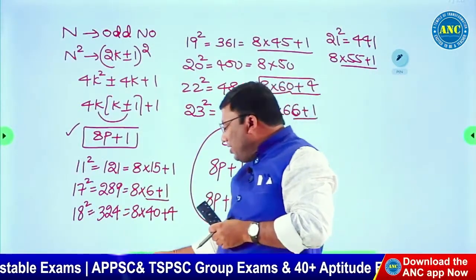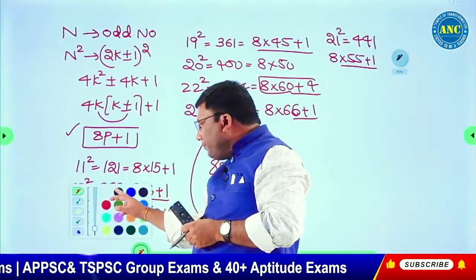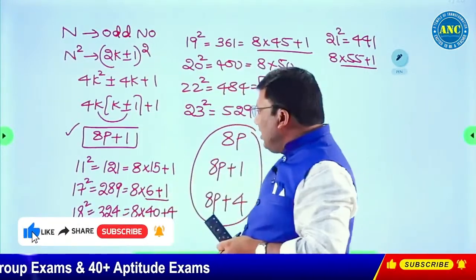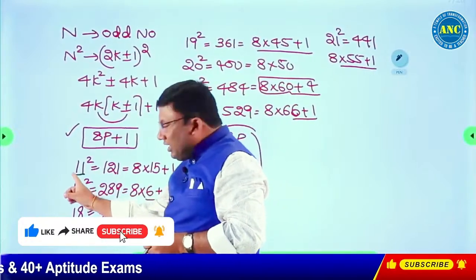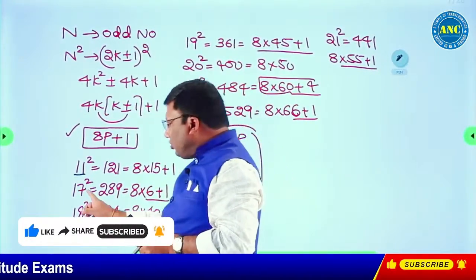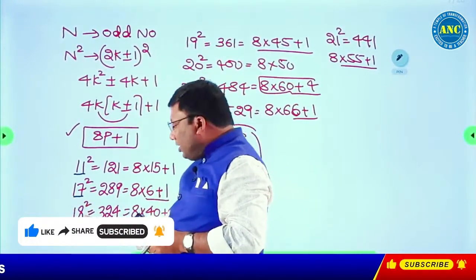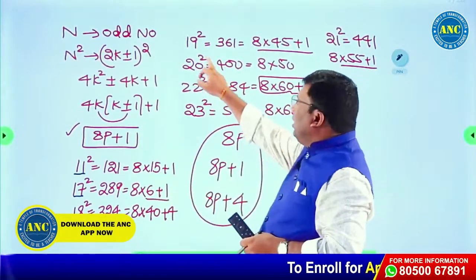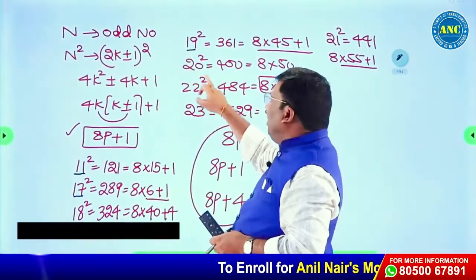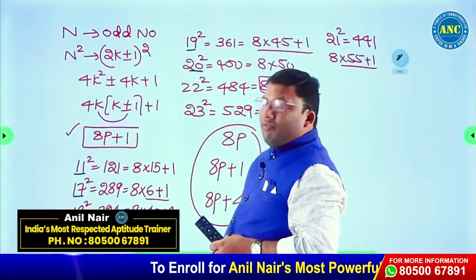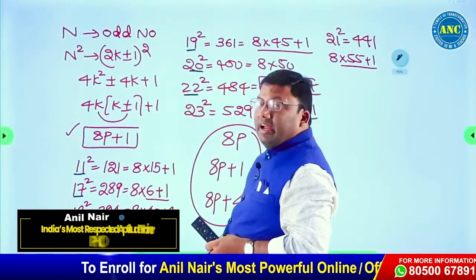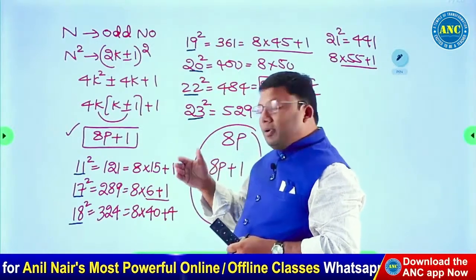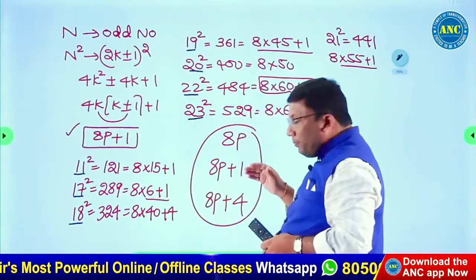What I told you: when you divide a number by 8, you will get the remainders 0 to 7. Here it is remainder 3, 8 ones are 8, remainder 3. It is remainder 1. It is 8 twos are 16 plus 2, remainder 2. It is remainder 3, remainder 4, remainder 6, remainder 5. Every possible case I did so that I proved that.